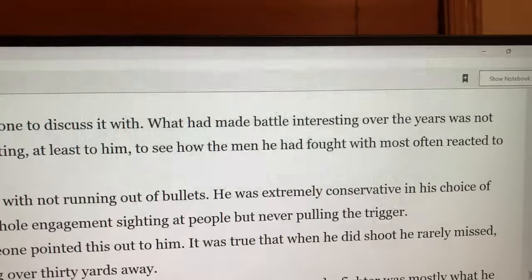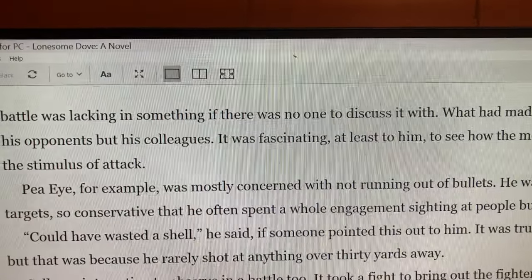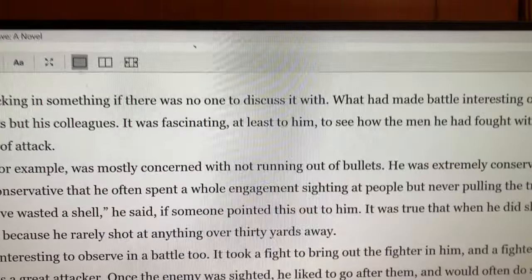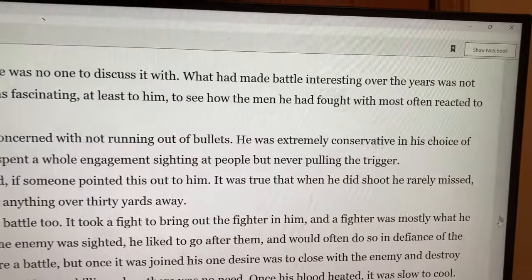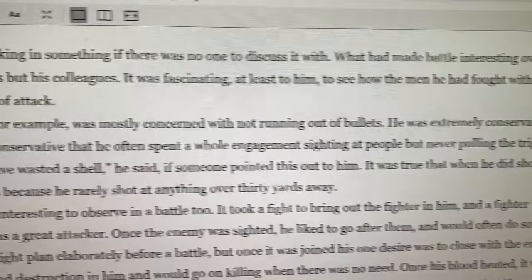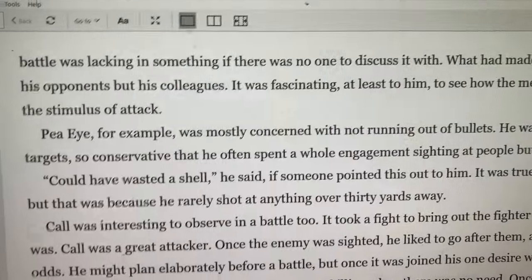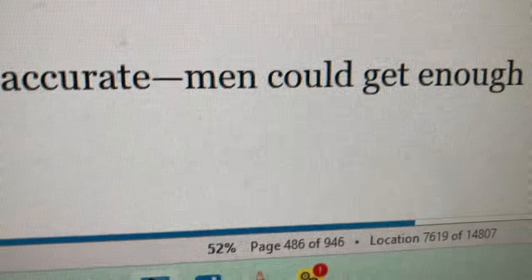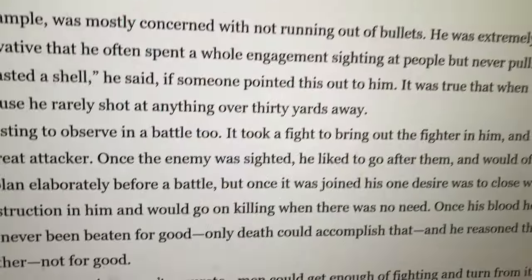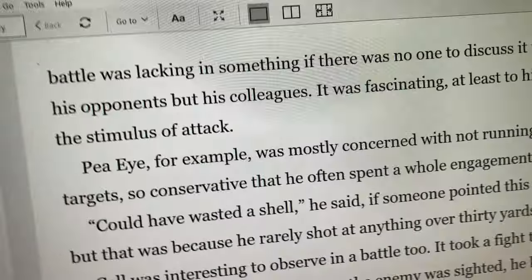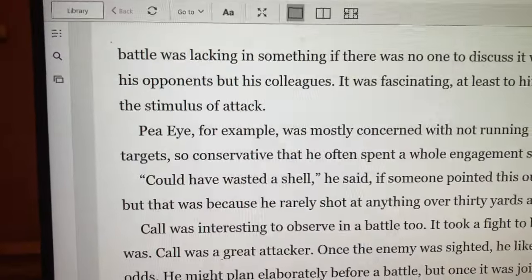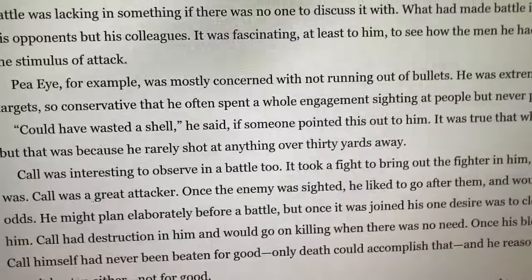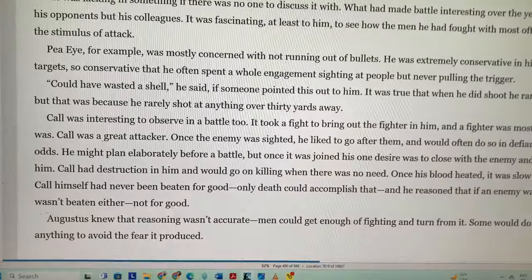What had made battle interesting over the years was not his opponents, but his colleagues. It was fascinating to him to see how the men he had fought with often reacted to the stimulus of attack. Now, we're halfway through the book. Kindle is 52%, so we're about halfway through the book. So the reader knows these three people that Gus is going to talk about, P.I., Call, and Dietz. So it's not really relevant, but he reviews what they do.